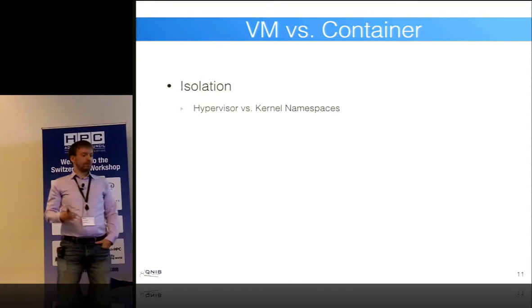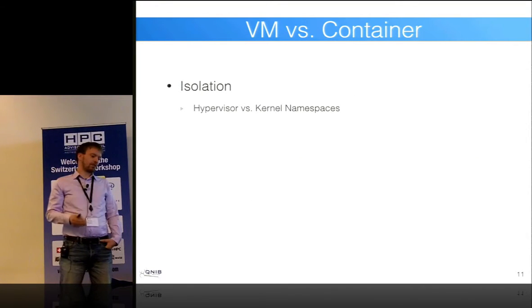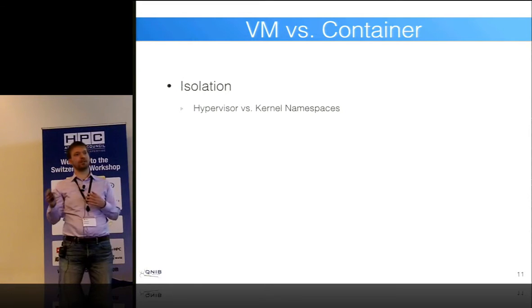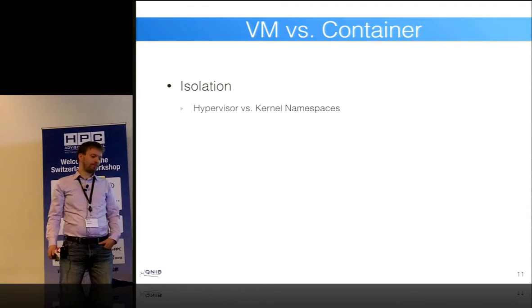So containers use kernel namespaces to isolate different resources. If you have one container and a second container, they cannot see each other's processes, mount points and networks, because containers use the namespacing technology within the Linux kernel.